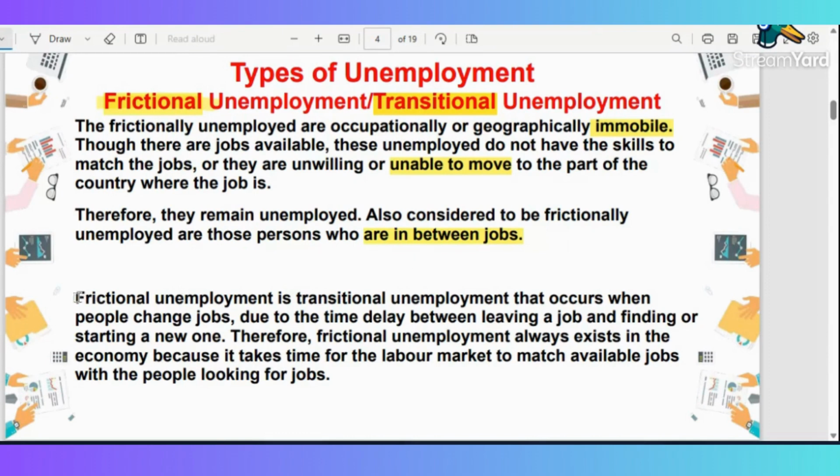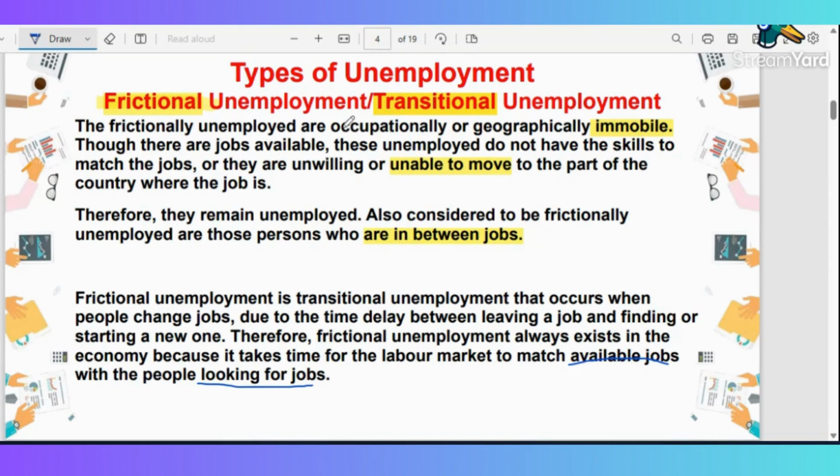Now, another definition here states that frictional unemployment is transitional unemployment that occurs when people change jobs due to the time delay between leaving a job and finding or starting a new one. As I said earlier, persons who are in between jobs. Therefore, frictional unemployment always exists in the economy because it takes time for the labor market to match available jobs with the people who are looking for the jobs, as we spoke earlier about the requirements, right? So this is frictional slash transitional unemployment.